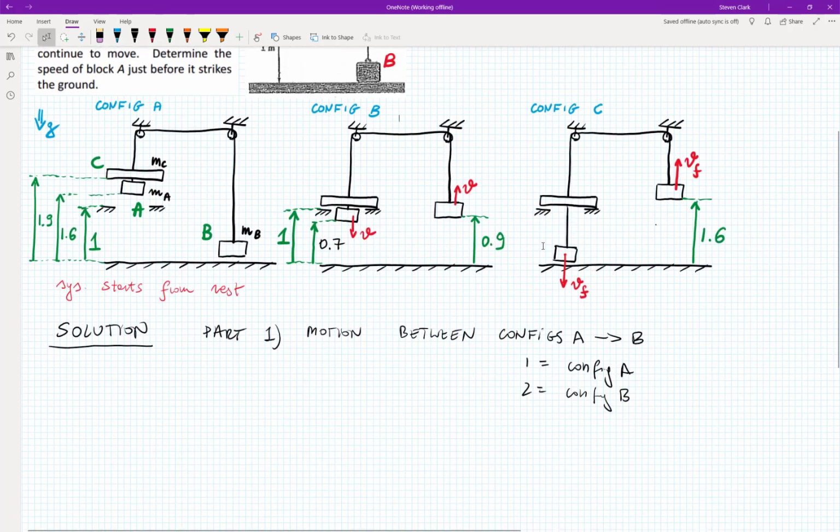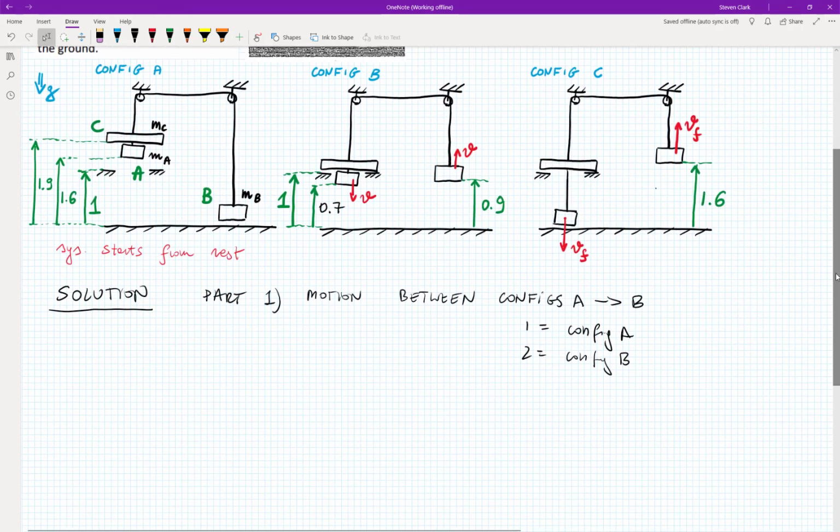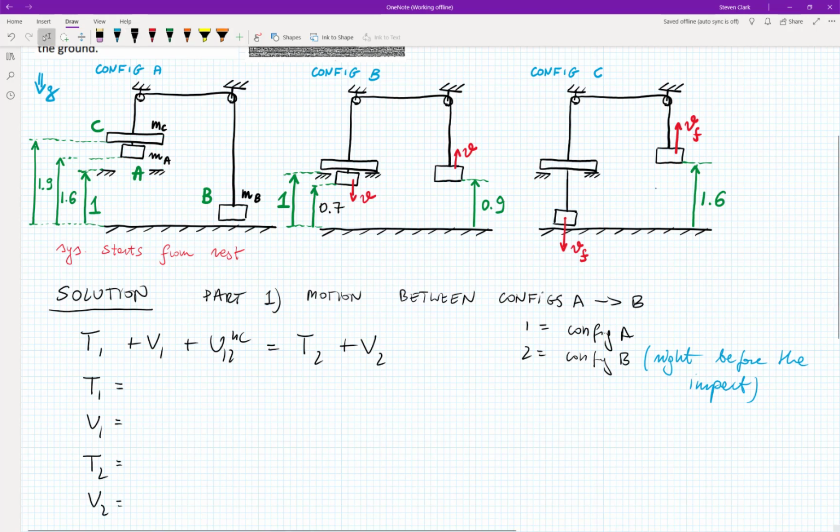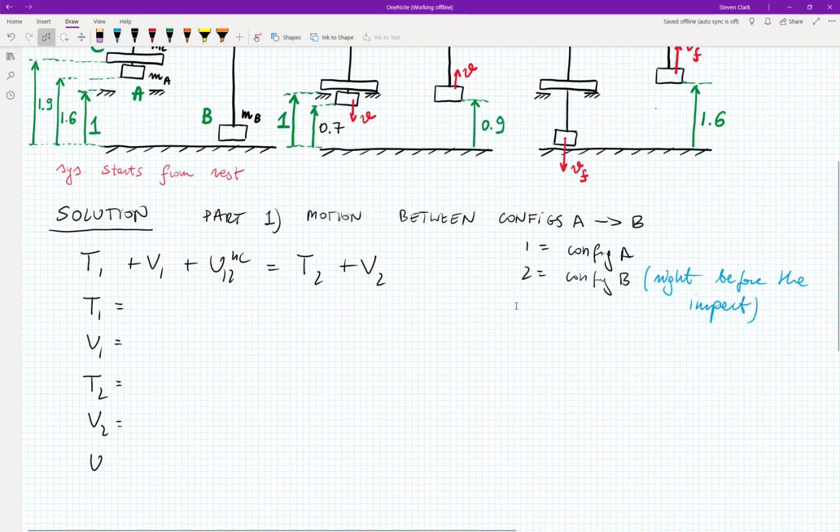Okay, so let's solve that problem. We're going to start with motion between configuration A and B, but B right before the impact. The strategy is the same. I'm just going to write this expression: T1 plus V1 plus U12 non-conservative is equal to T2 plus V2. And we will find these five guys: T1, V1, T2, V2. And let's not forget about U12 non-conservative.